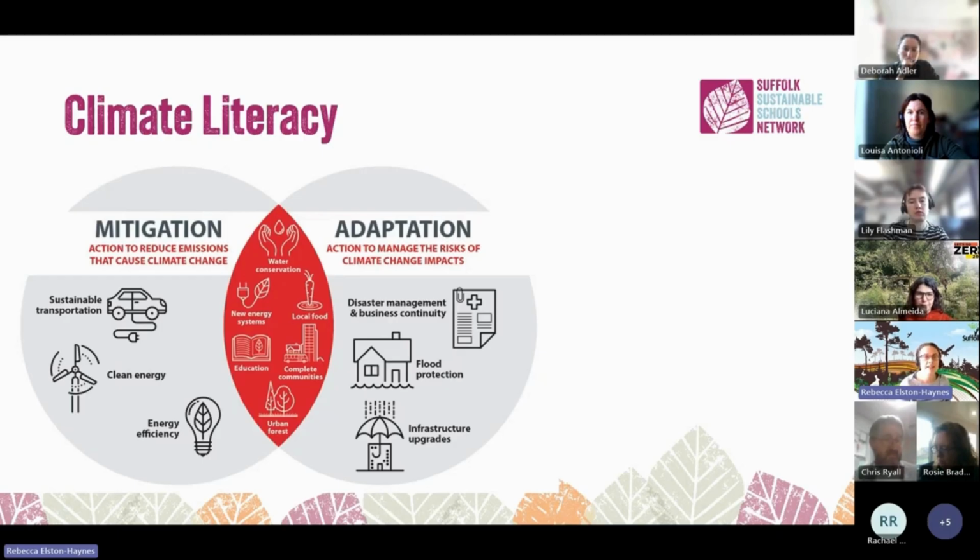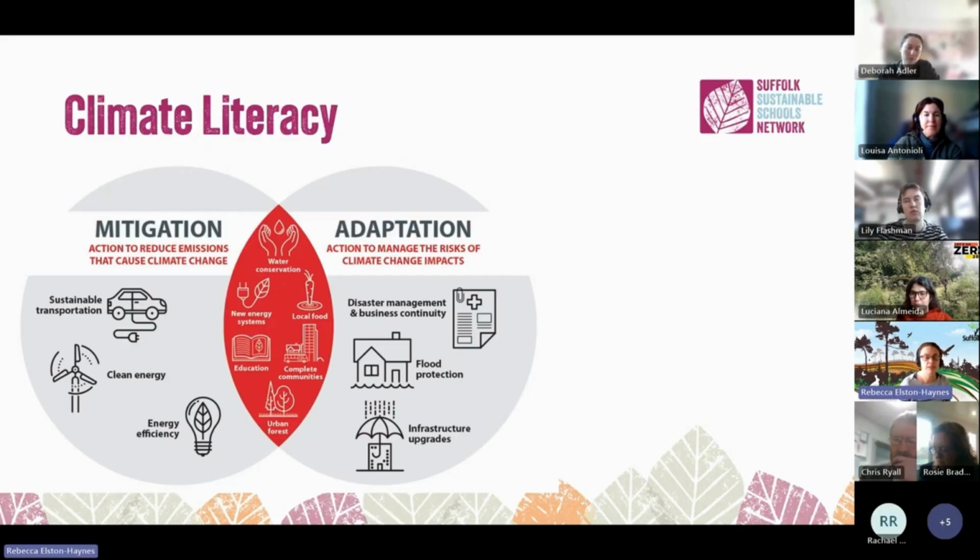And then kind of in the middle here, there's also activities that we can think about which do both. So saving water, obviously that can save you money as well, but very important for both climate mitigation and adaptation. We've got new energy systems, localized food. So, in the event that food shortages or food chains are broken, relying on more local food can help us adapt to that. Improving education, so making our students more aware of the risks of climate change, but also understanding how more extreme weather is going to affect them.